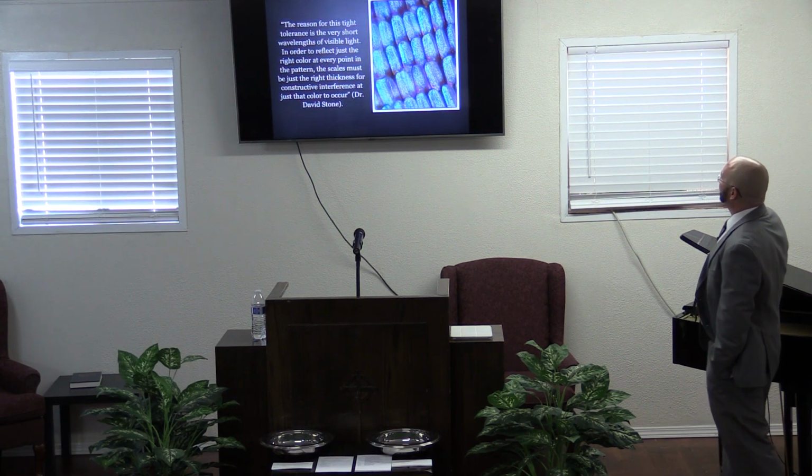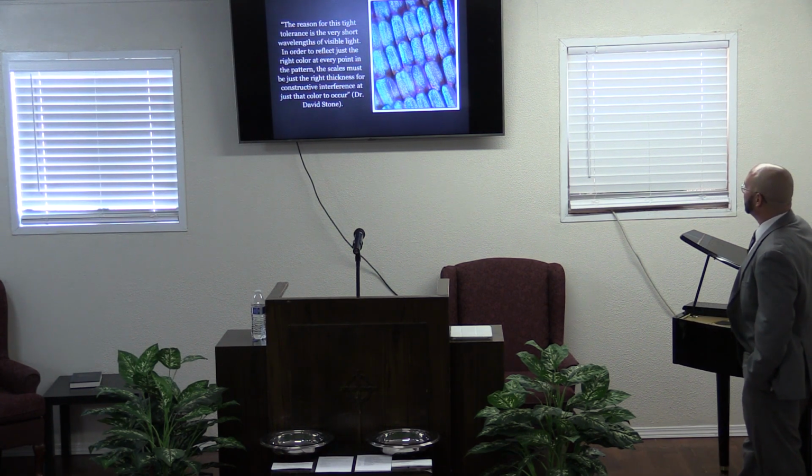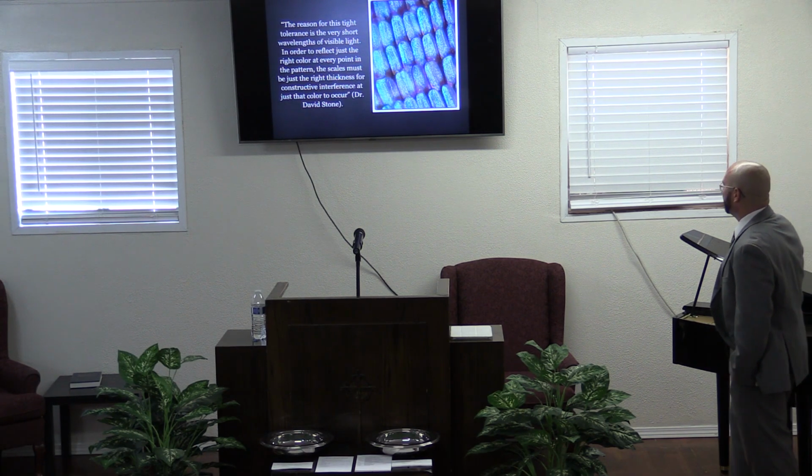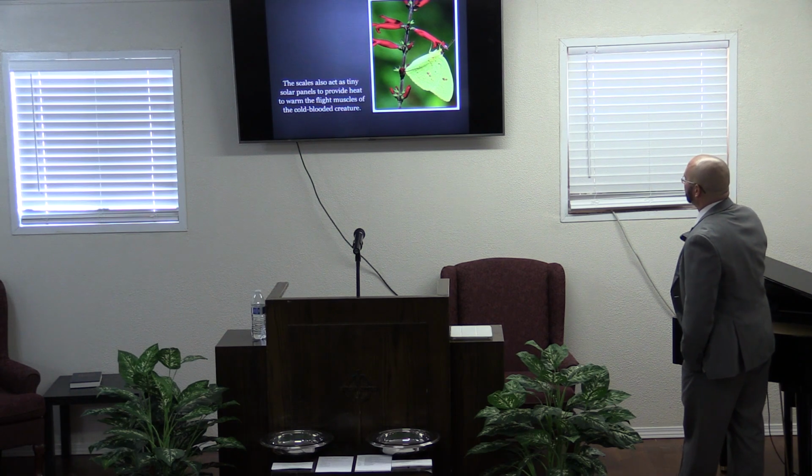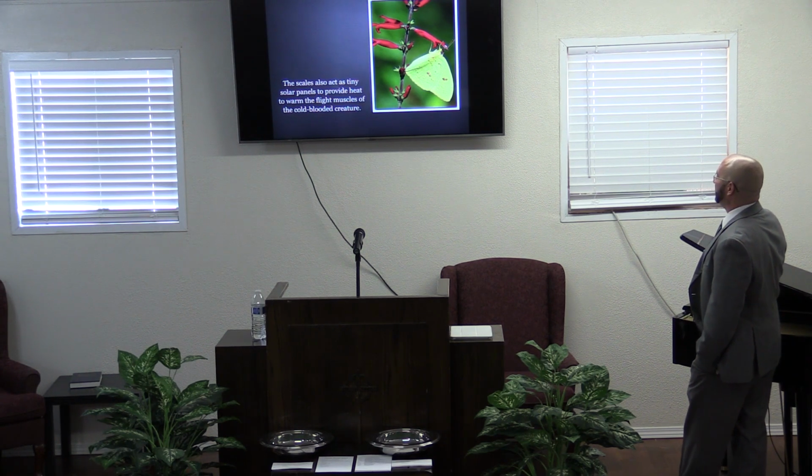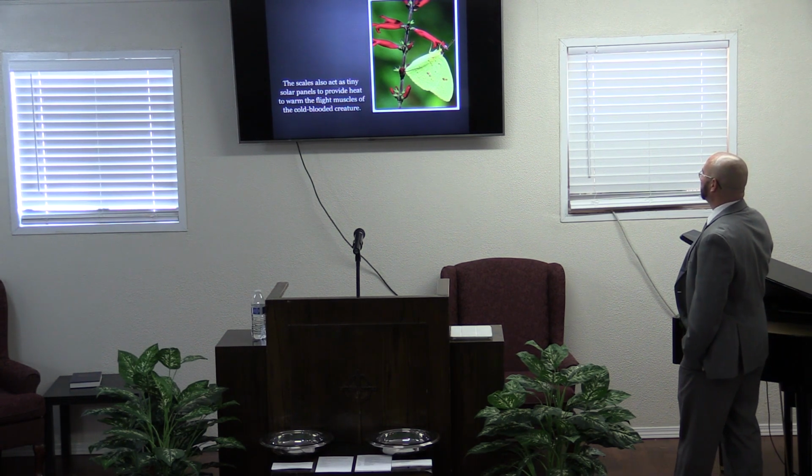The reason for this tight tolerance is the very short wavelengths of visible light. In order to reflect just the right color at every point in the pattern, the scales must be just the right thickness for constructive interference at just that color to occur. The scales also act as tiny solar panels to provide heat to warm the flight muscles of the cold-blooded creature.